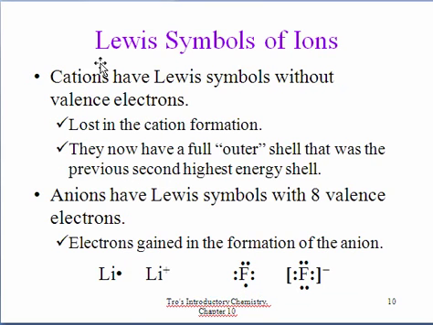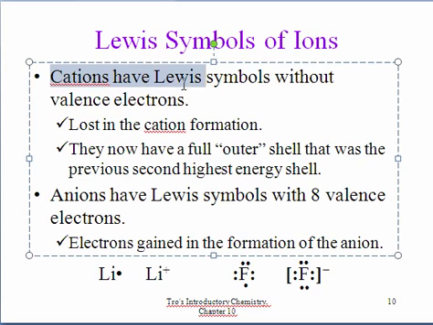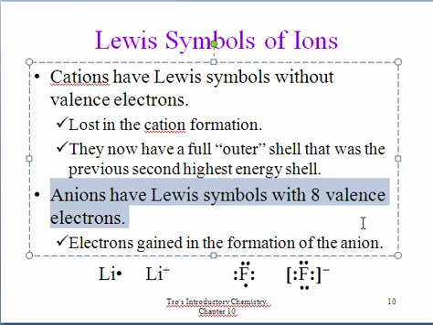Now let's take a look at the Lewis symbol of ions. And what we care about is the number of electrons. Now, for the cations that we're going to be looking at, we're going to be looking at metals that are near the noble gases. These cations are going to form because they're going to lose all their valence electrons to become like a noble gas electron configuration. They lose their valence electrons in the chemical reaction, and they now have a full outer shell that is similar to the nearest noble gas. And then anions are going to gain electrons so that they have 8 valence electrons.